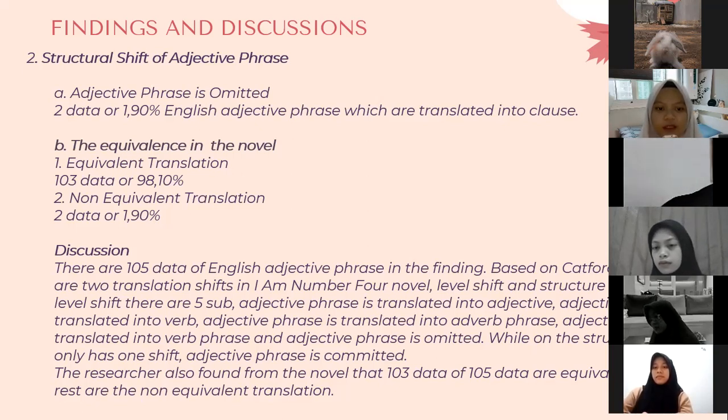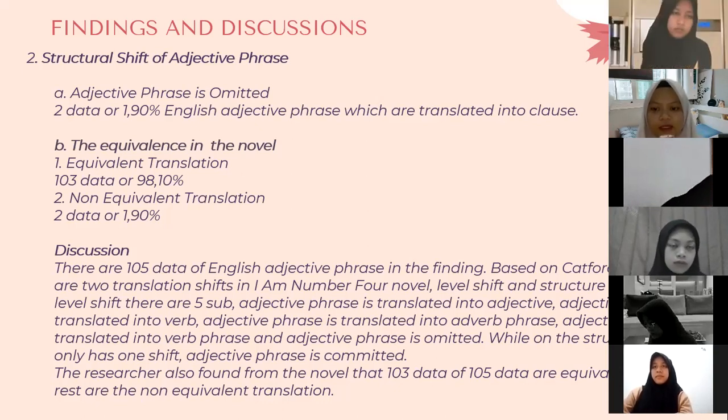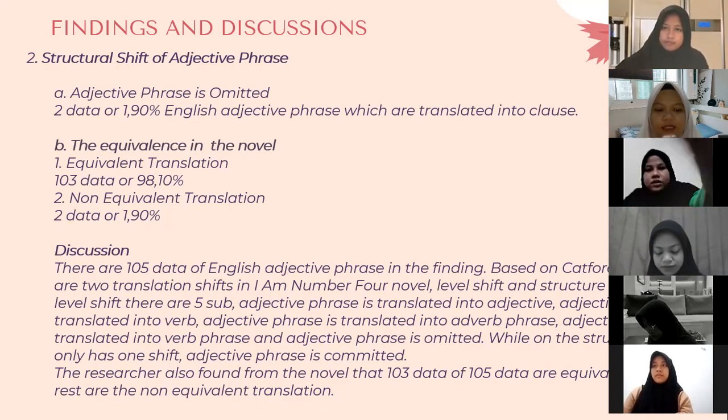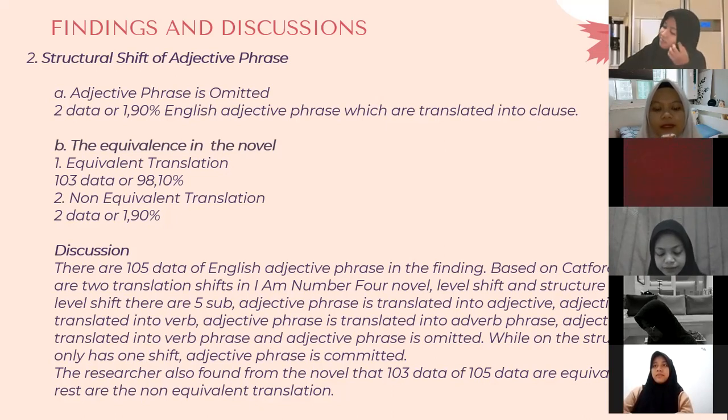Based on Catford 1965, there are two translation shifts in the I Am Number 4 novel, level shift and structure shift. On the level shift, there are 5 subtypes. Adjective phrase is translated into adjective. Adjective phrase is translated into verb. Adjective phrase is translated into adverb phrase. The next is adjective phrase translated into verb phrase, and adjective phrase is omitted. While the structure shift only has one shift, adjective phrase is omitted.